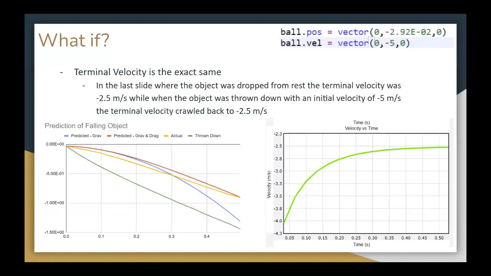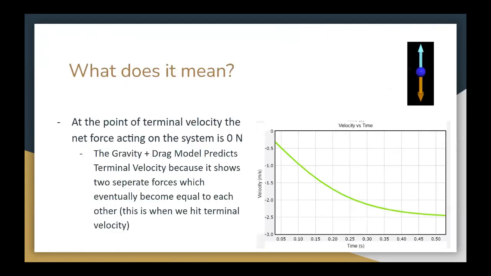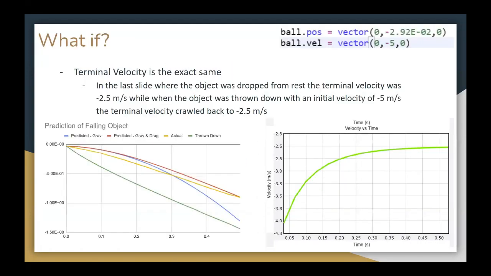All right, so what if we were to, instead of dropping the piece of paper from a rest position, throw it down with an initial velocity of negative 5 meters per second? Well, we see that even if we drop it at such a fast speed, the speed of the paper slows down eventually to negative 2.5 meters per second, regardless of its initial velocity. And in the previous slide, you can see that it also ended up at negative 2.5 meters per second. So you can see that your terminal velocity remains the same regardless of speed.